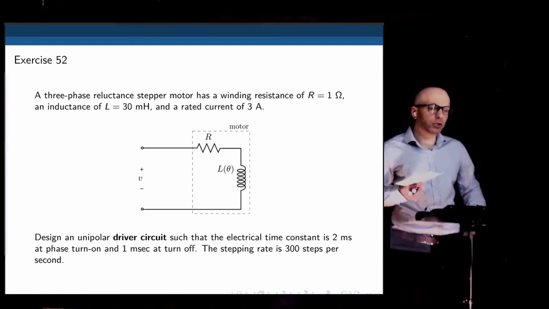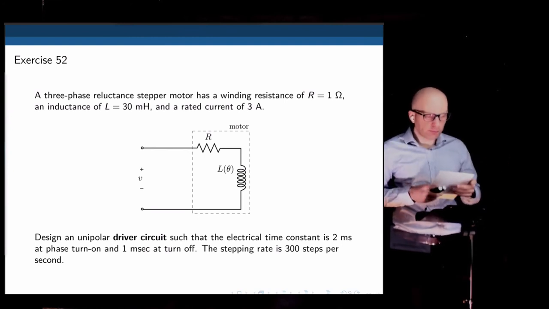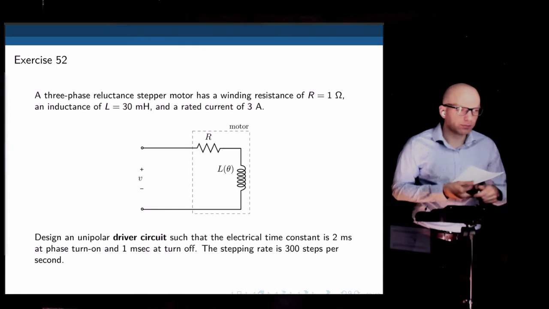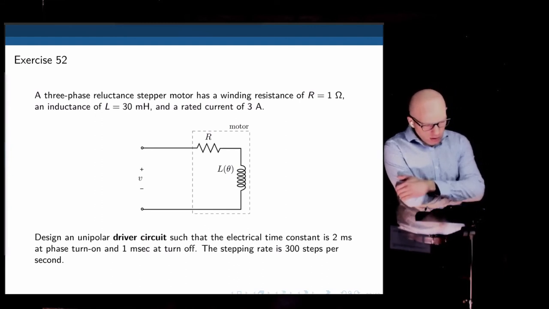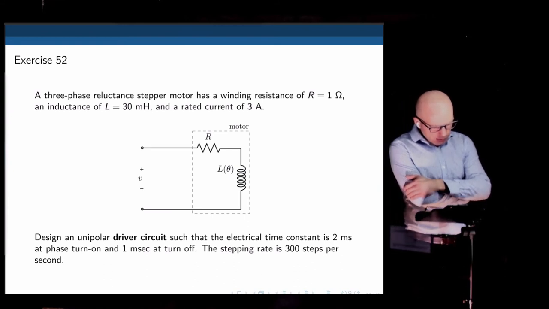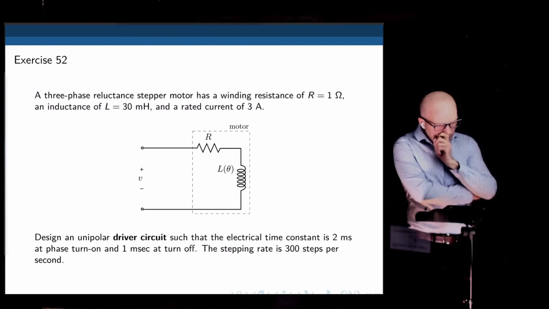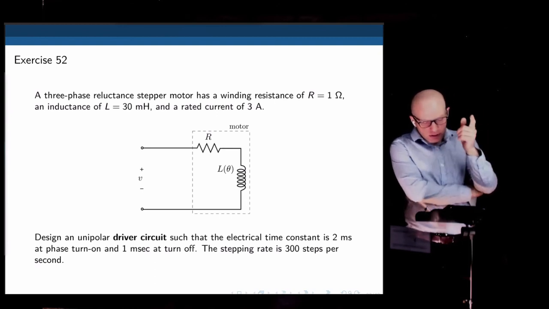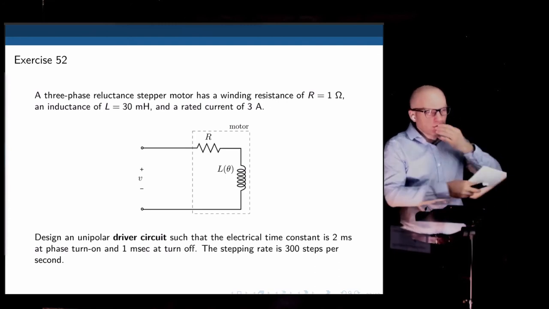It's a unipolar circuit, right? So you don't need an H bridge. How would you interface this with, let's say, a microcontroller? MOSFETs. MOSFETs should be enough. What else can we see here? They said the MOSFETs are enough, so that's that for the driver. But there is a trick. The trick is that if we want the electrical time constant to be 2 milliseconds at turn on and 1 millisecond at turn off, how are we going to accomplish that?